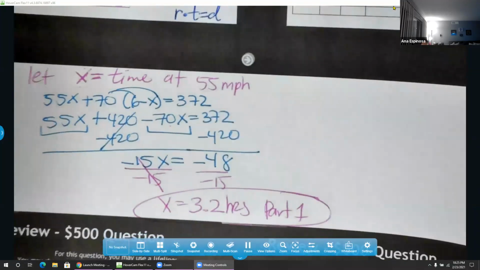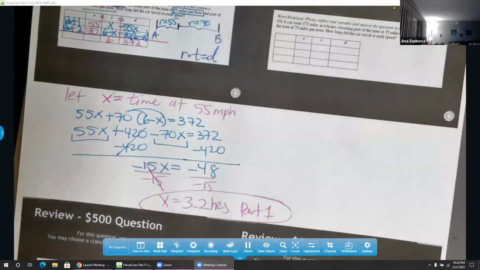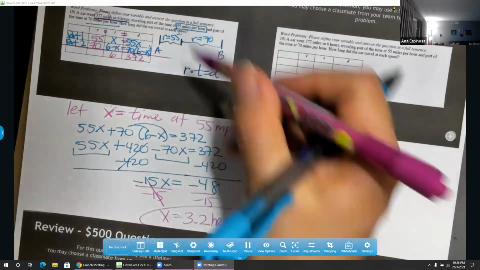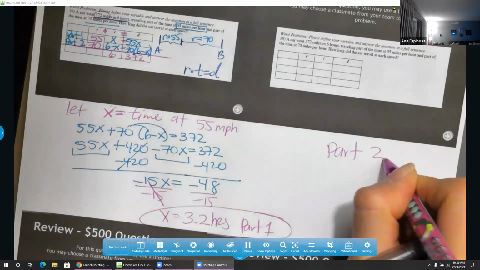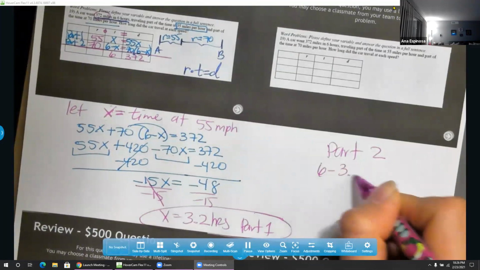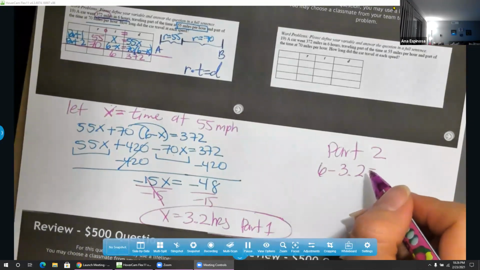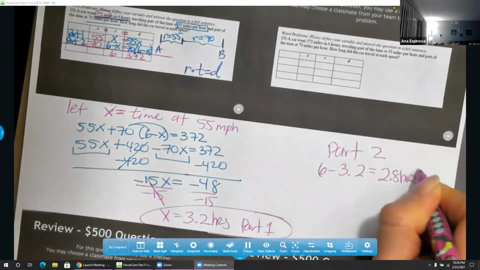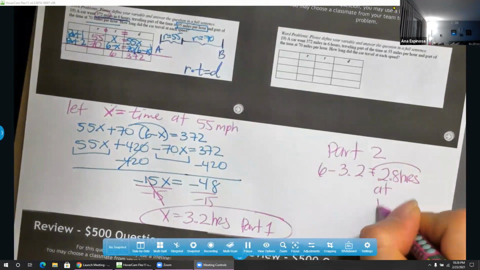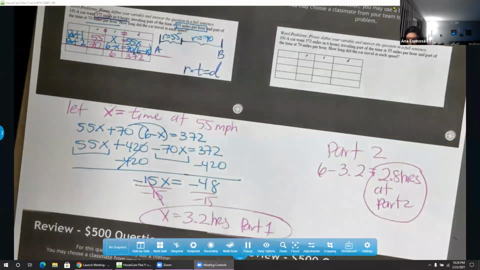How long did it take for part 2? Let me zoom out just a bit. This is x right here. So in order for me to figure out part 2, I'm going to take 6 minus 3.2. And that'll be the amount of hours that I would have gone in part 2, which is 2.8 hours, at part 2, which would be at the 70 miles per hour rate.